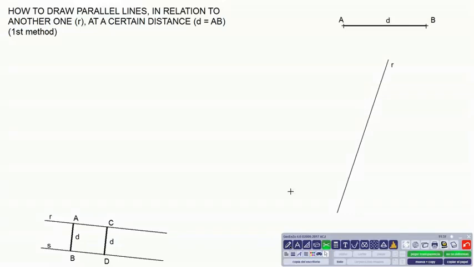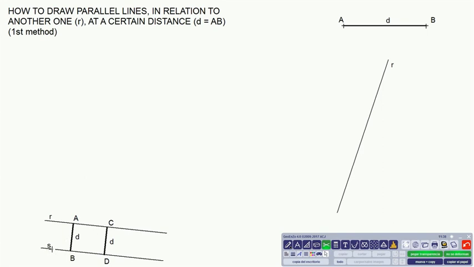Let's see now how we can draw parallel lines in relation to another one at a certain distance. In this case, this segment D, which is from point A to point B. Remember that two parallel lines are those whose points on one of them are always the same distance to the other line. If we look at this figure, we see that point A on straight line R and point C on the same line are the same distance to line S.